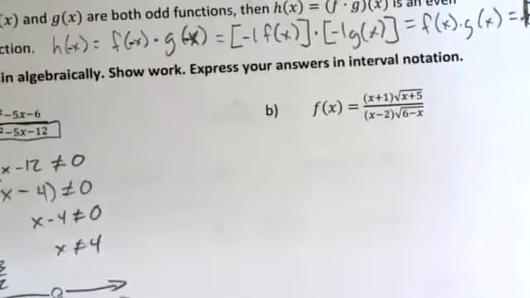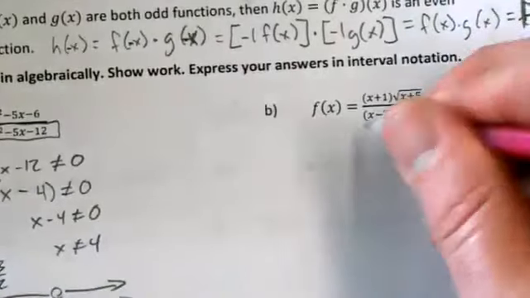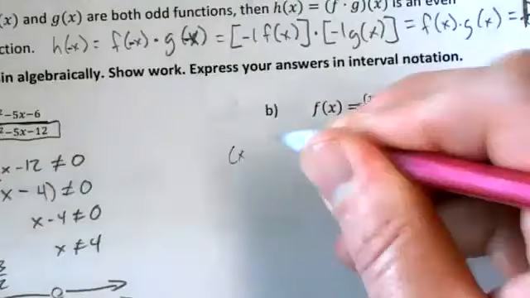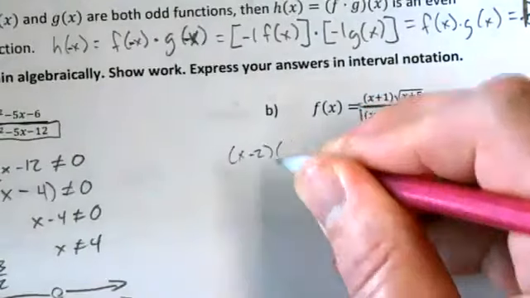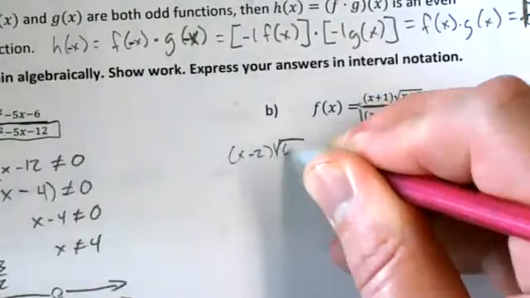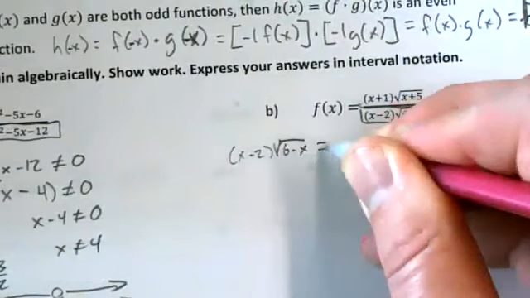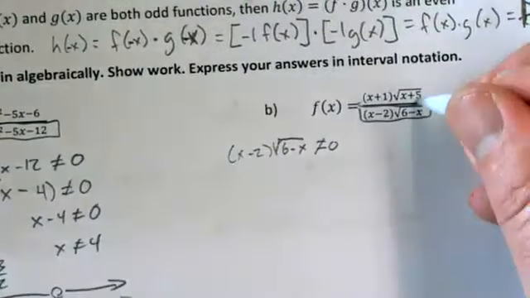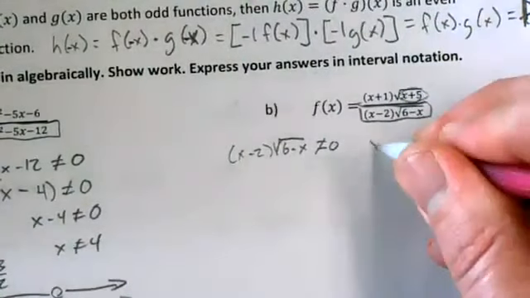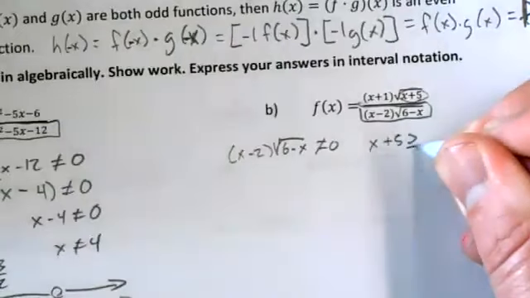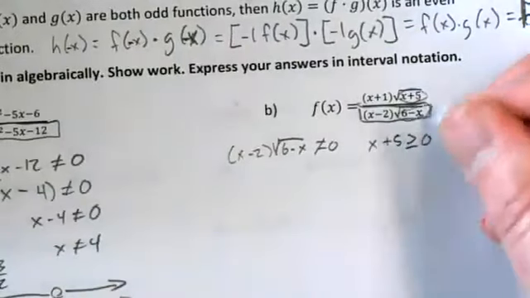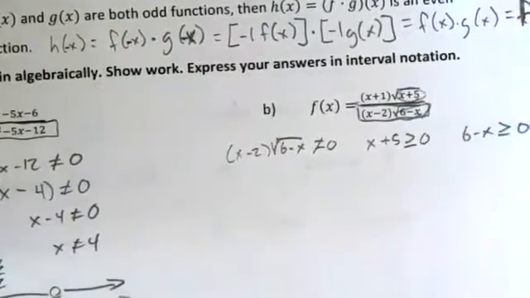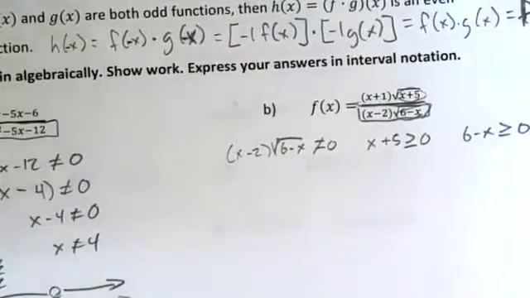Second one, we got all kinds of stuff going on in this. All right, well, there is a denominator. So we're going to have x minus 2 times the square root of 6 minus x not equal to 0. I also have a square root in the numerator with an x plus 5 in it. X plus 5 must be greater than or equal to 0. That's the restriction for a square root. And I also have 6 minus x, also greater than or equal to 0. So we'll solve all these.